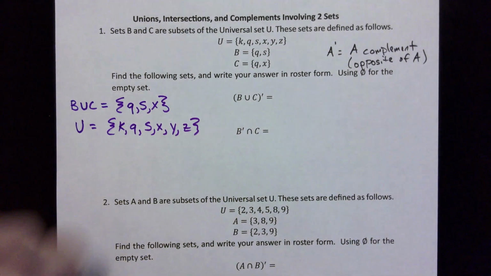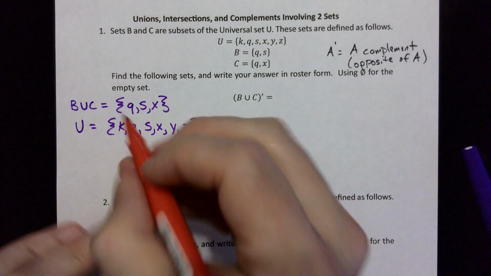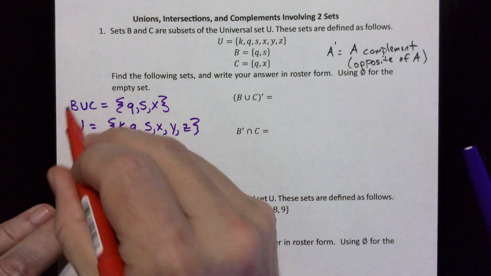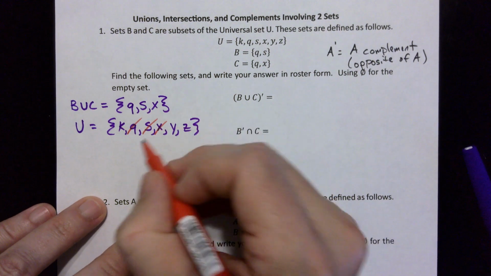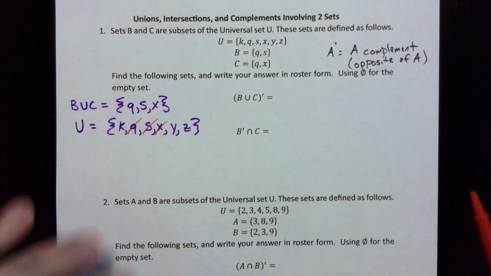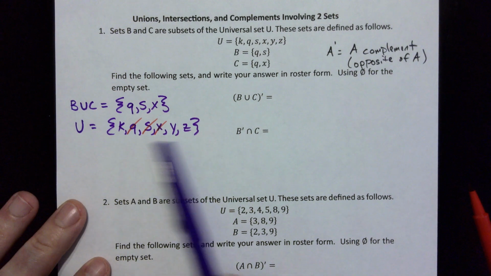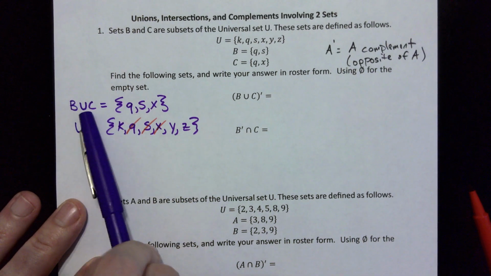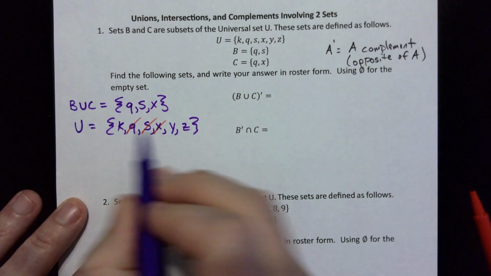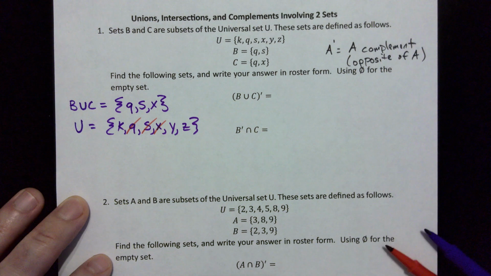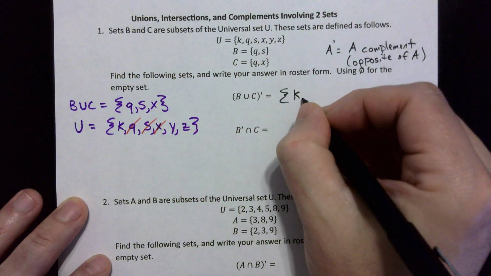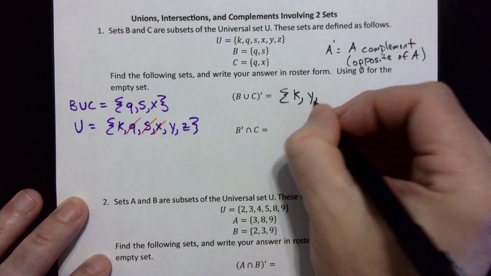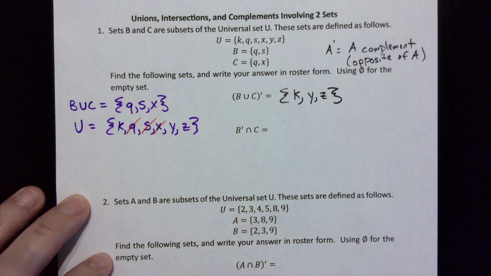When I want to find the complement, I'll go to the universal set and cross out everything that's in here. So there's a Q, there's an S, there's an X. Those three things are gone. So B union C complement is everything that's left, everything that was not already in B union C. It's the opposite of B union C. That will contain these three elements, K, Y, and Z. So that is our answer: the set that contains K, Y, and Z.